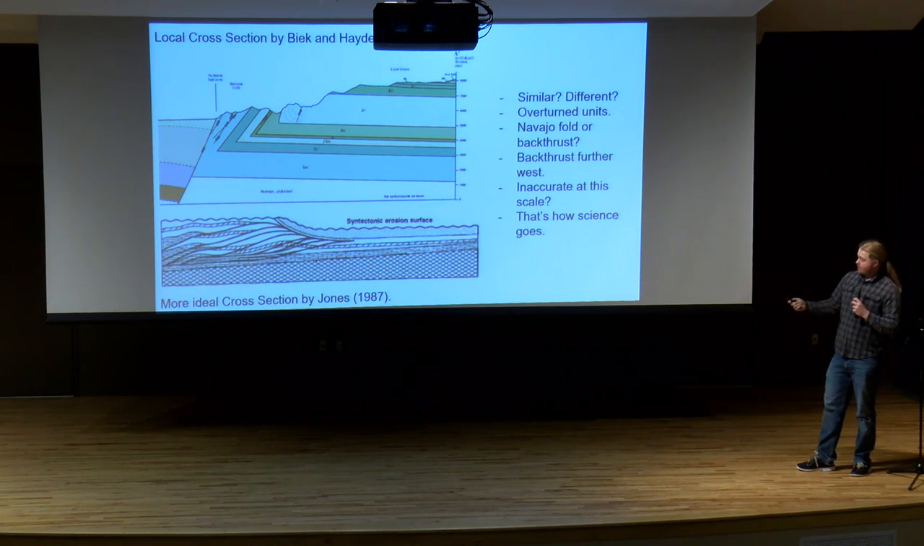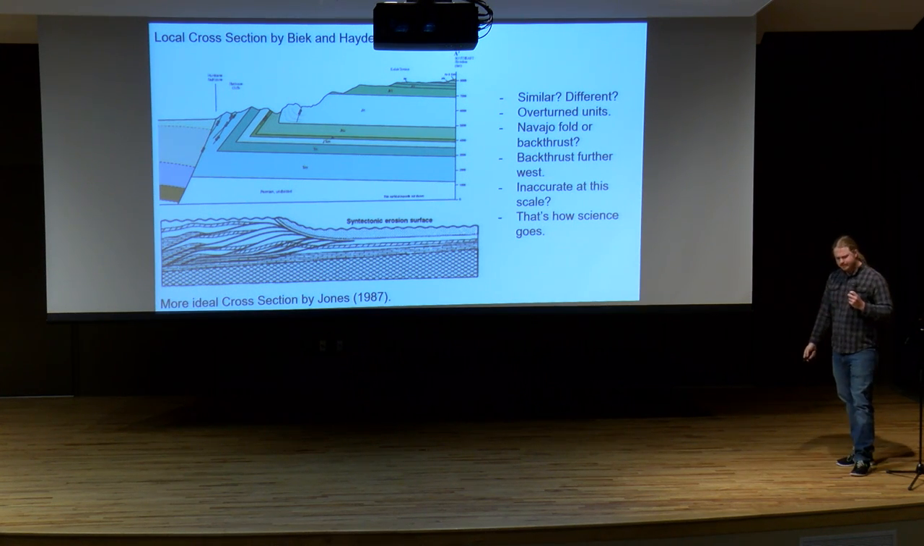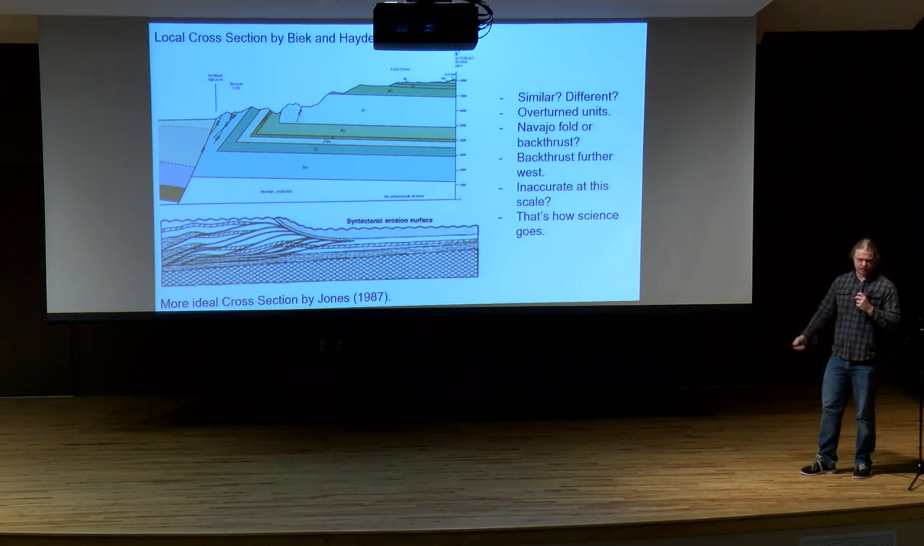But that's a problem for me. Another thing is that I was expecting to find a major back thrust right there going way into the ground, but he hasn't put that in his cross-section, and that's something that we're going to try and look for in the future. But as you can see in the more ideal triangle zone, there is one of these back thrusts. And while we were doing this research, we saw what might actually be the back thrust, and thus the back of this triangle zone, at the entrance of the canyon instead.